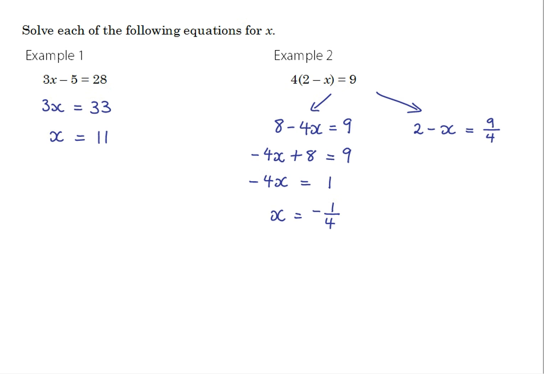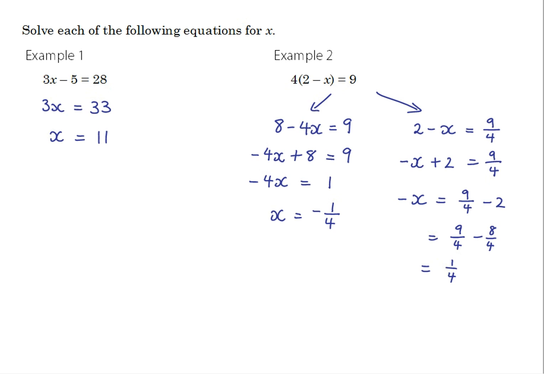I probably wouldn't in this case because 9 doesn't divide by 4 nicely. Okay, so again, if it helps you to rewrite this as negative x plus 2, and now you can see that you're going to need to subtract 2 from both sides. So negative x equals 9 on 4 minus 2. So obviously 2 is the same as 8 on 4, and you might be able to do that in your head without writing out that step.